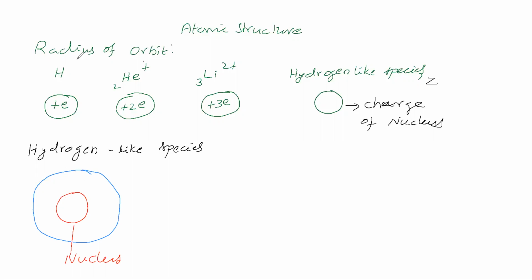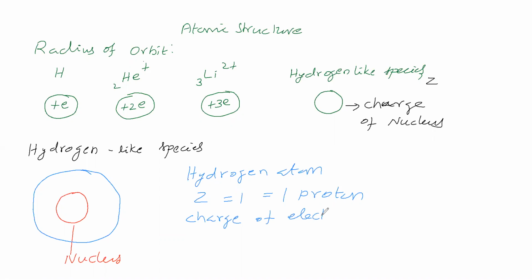Now we will see again this hydrogen atom. Its atomic number is equal to 1, so it has 1 proton. Now we will take the charge of the electron, which is -1.602 × 10^-19 coulomb. It is the charge of the electron, determined from Millikan's oil drop experiment.